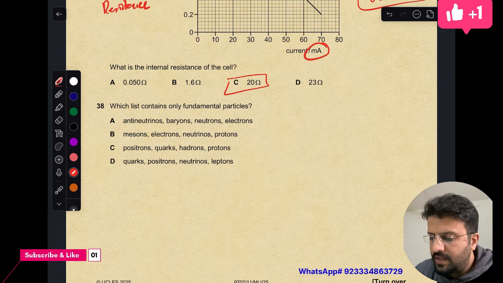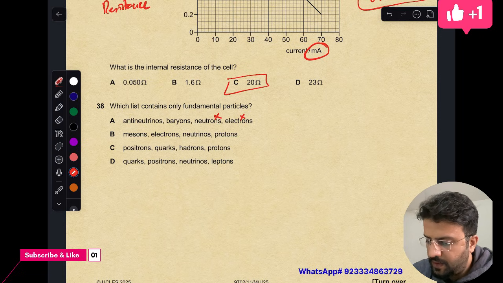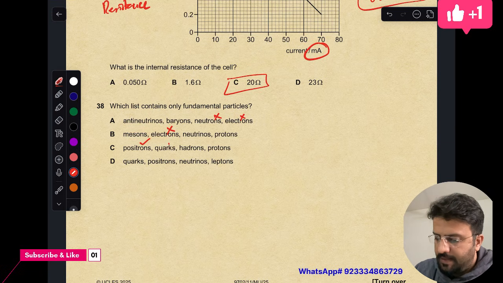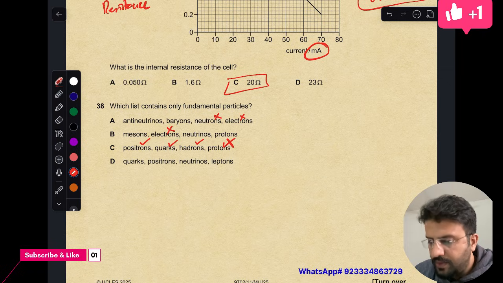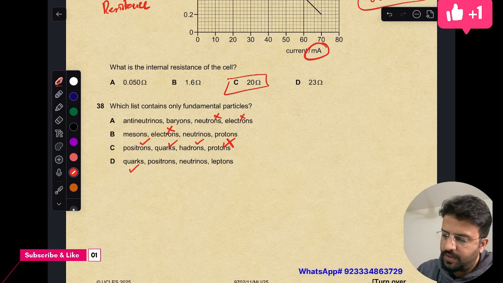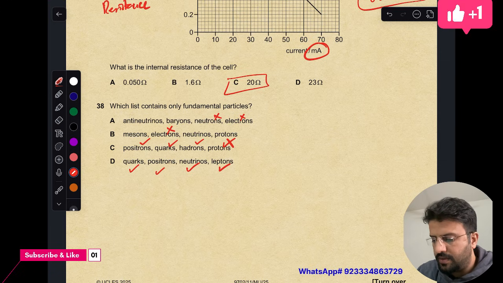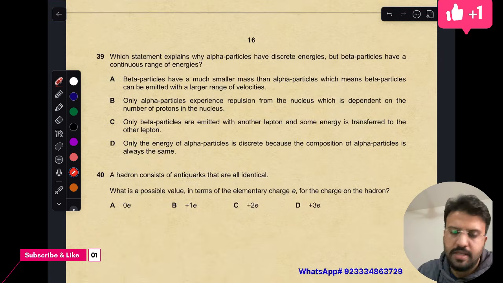The next question: which list contains only the fundamental particles? In option A we have neutron and electron. Neutron is not a fundamental particle. Positron, quark, hadrons, protons: protons are not fundamental particles. Quark, positron, neutrinos and lepton are all fundamental. So D is the right option.